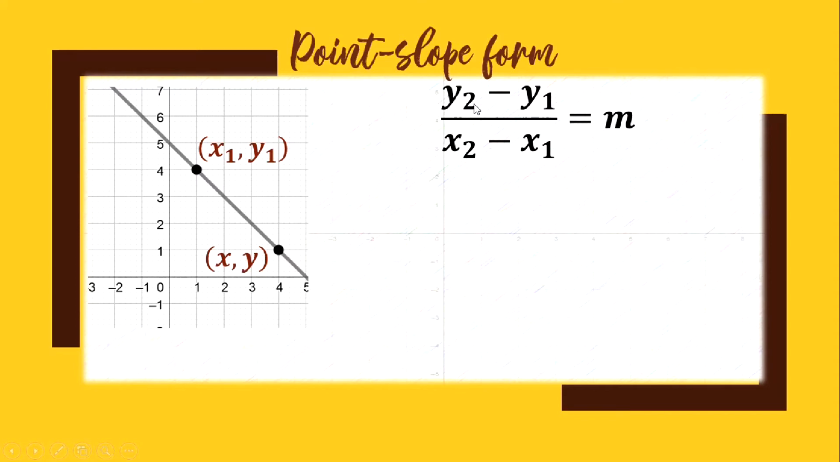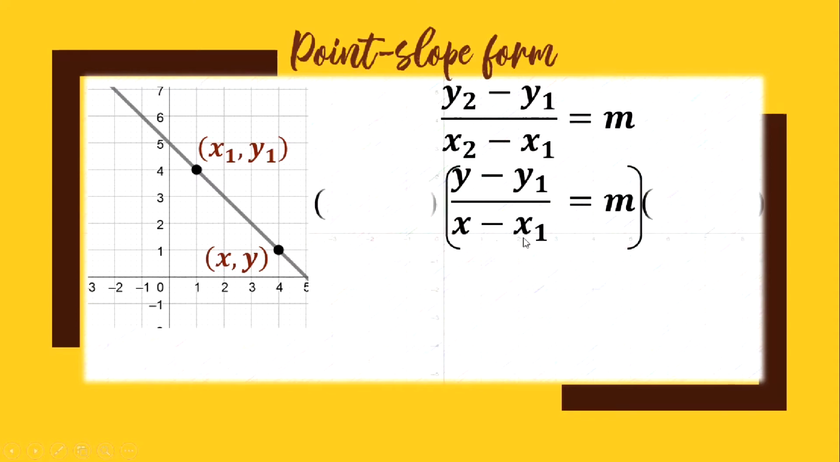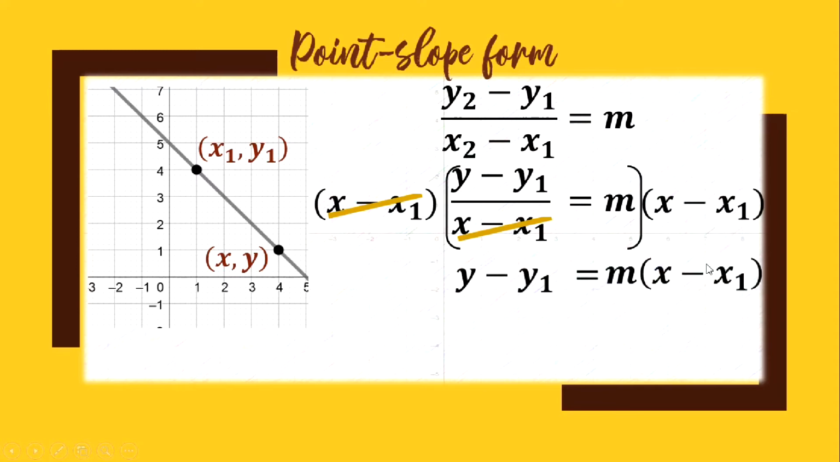Substitution lang tayo. Y sub 2 natin is y, minus y sub 1 natin still y sub 1, all over x sub 2 natin is x, minus x sub 1, equals m. To eliminate the fraction, multiply both sides by the denominator which is x minus x sub 1. So, makakancel yung part na to. We will be having na y minus y sub 1 equals m times the quantity of x minus x sub 1. And this is our point slope form.